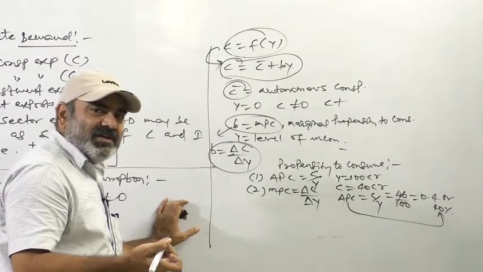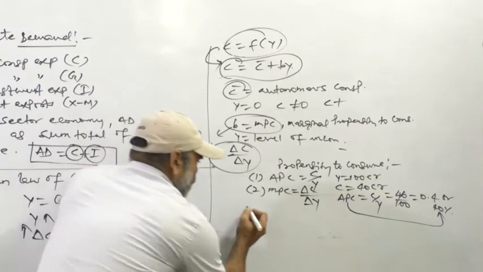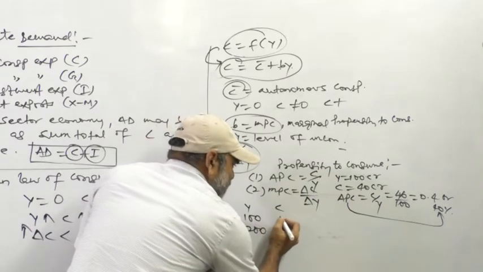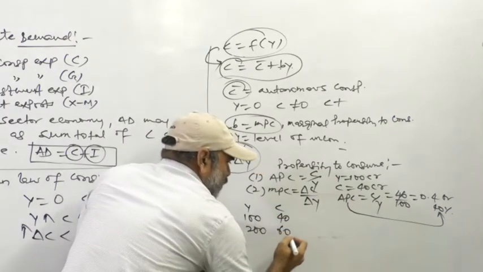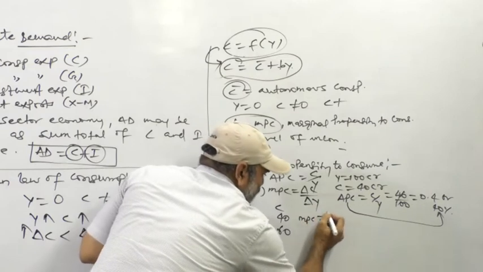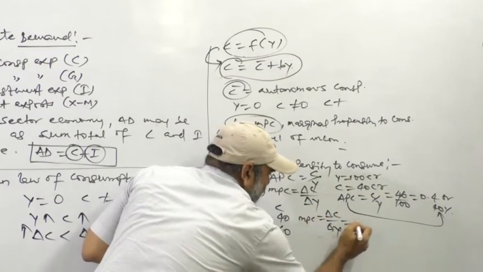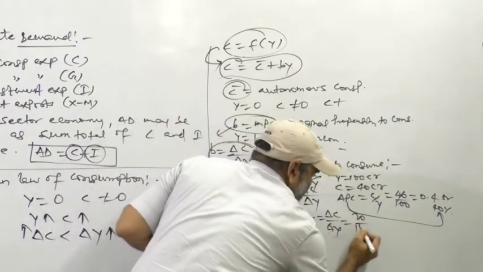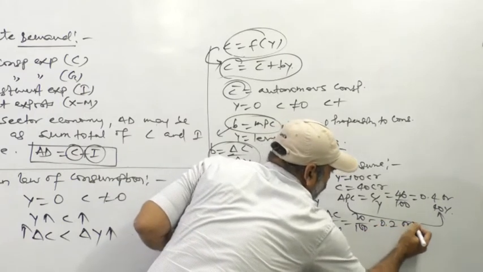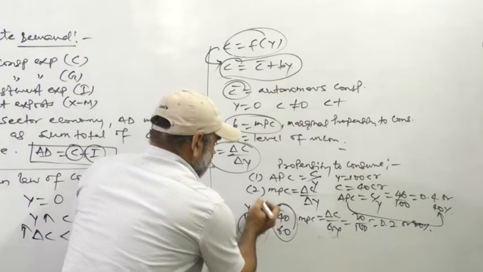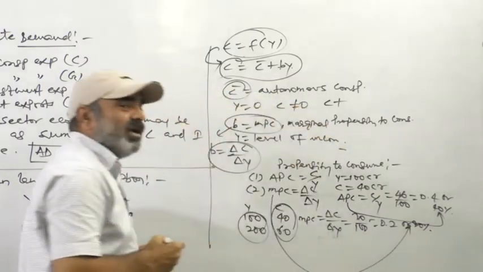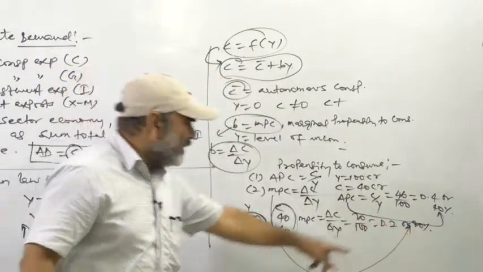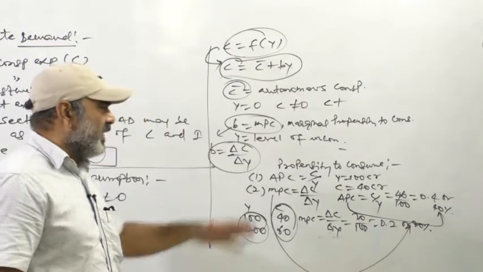Let us understand it with the help of an example. Suppose income increases from 100 to 200 crore and consumption increases from 40 to 60 crore. In that case, MPC will be change in C upon change in Y. Change in consumption is 20 upon change in income is 100 equals to 0.2 or 20%. You can see MPC is 20%. What does this reflect? It shows that 20% of additional income, 20% of increased income is spent on consumption of goods and services.